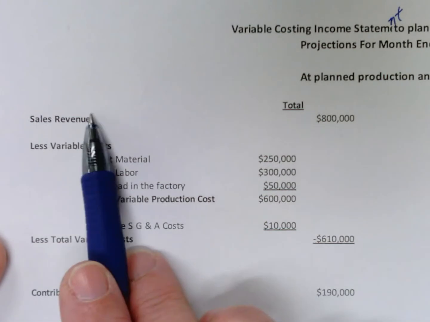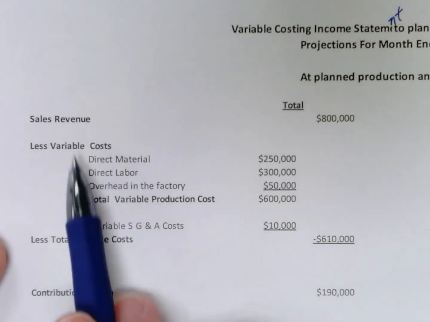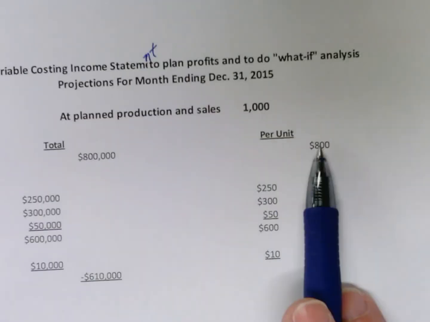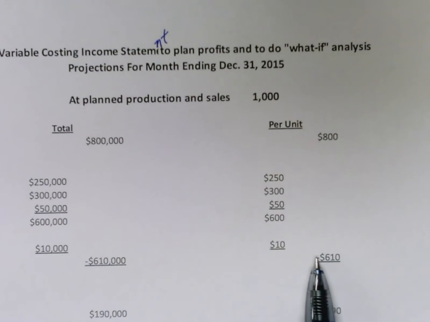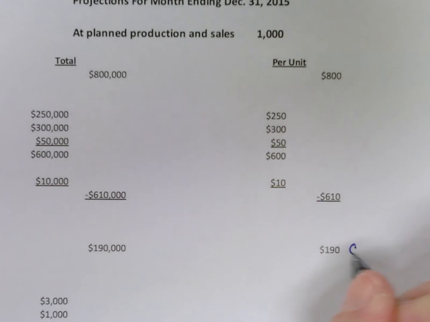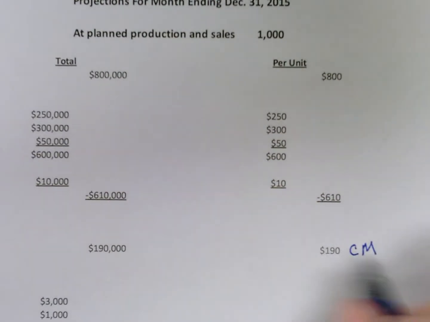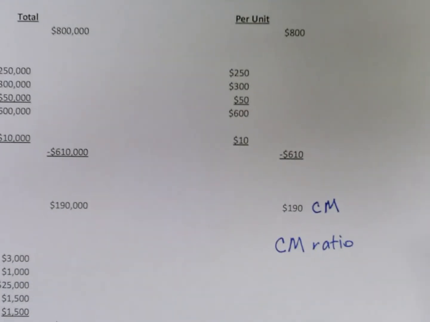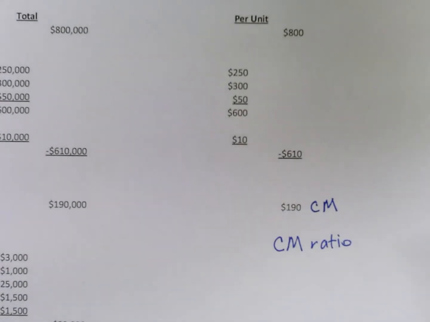So for all of these, the first part of the income statement, sales revenue, variable costs, and contribution margin, we have it in total and then also over here on a per unit basis. You'll see here that contribution margin is $190 per unit, and we could also then at this point compute contribution margin ratio, which is needed in calculations for break-even point in sales dollars.